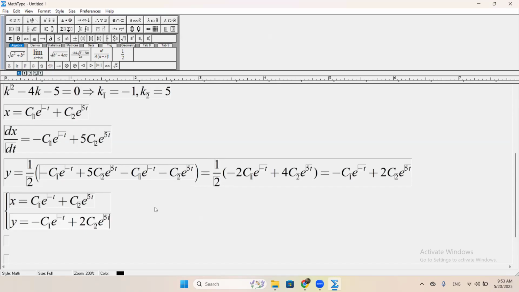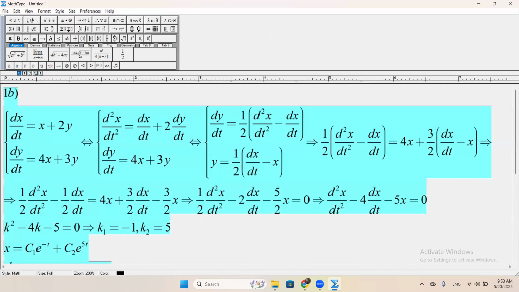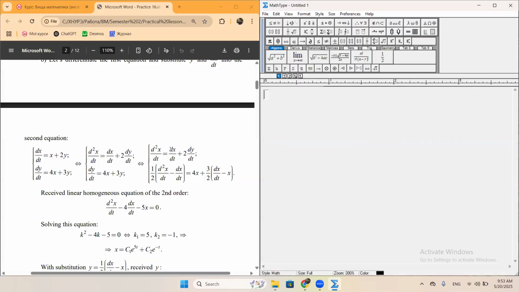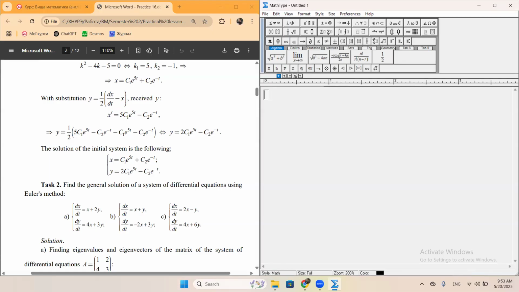No questions. Okay, so let us move to the next exercise, and we will find the general solution of this system of differential equations using Euler's method. So how will we solve it? First of all, of course, we will write down the system. dx by dt equals x plus 2y. Then dy by dt equals 4x plus 3y.